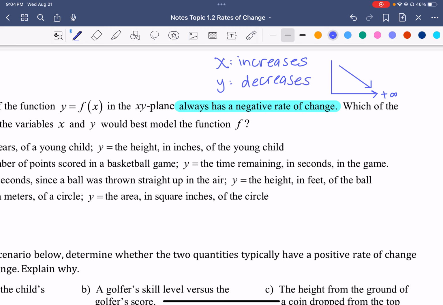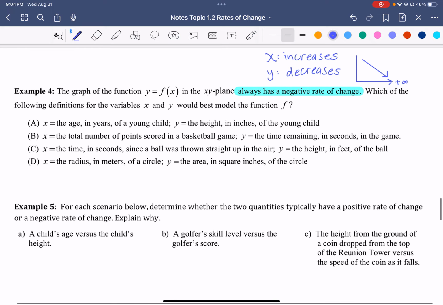So when you're looking for a negative rate of change, your two variables should be behaving in opposite ways. So if you have a positive rate of change, both x and y will be both increasing or both decreasing. But for negative, it's going to be opposite. While one increases, the other one decreases. So let's read the options.